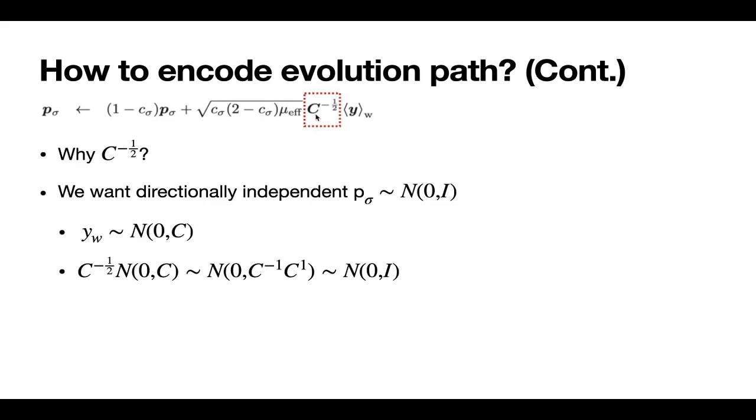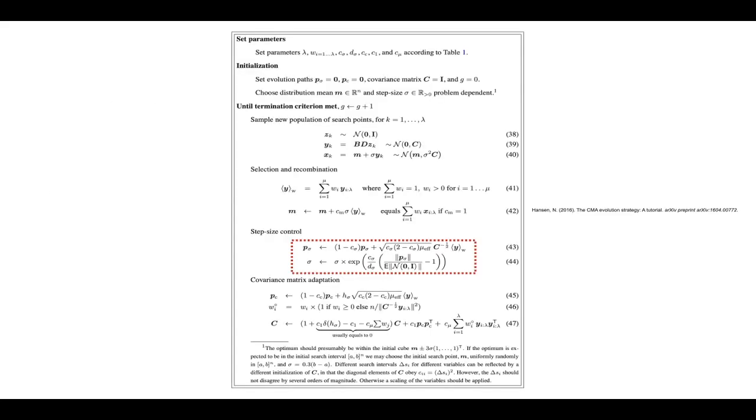And again, in conclusion, the C term is just there to cancel out the directional bias in y sub w and make it directionally independent. And with that, we are ready to conclude the step size adaptation section. And just as before, we are going to give a quick run through of the section before moving on, just to connect everything together.